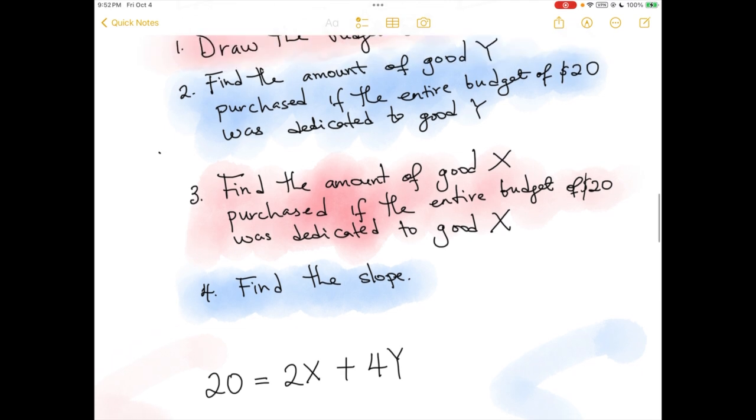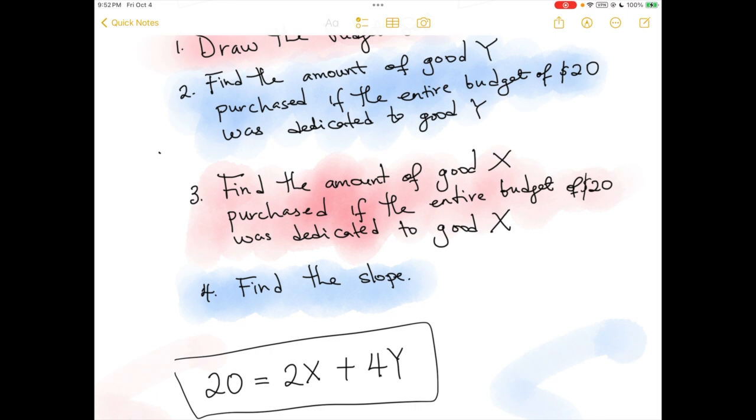So again, I did some of this work, that way the video is not too long. Now, remember, the budget was $20, so wherever I have B, I put a 20. The price of good X is $2. Wherever I see PX, I put 2. And the price of good Y was $4. Wherever I see PY, I put a 4. So that's how I got this.